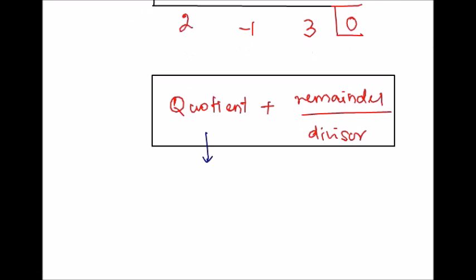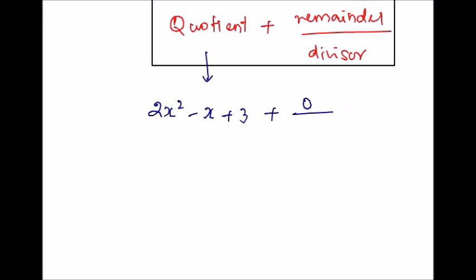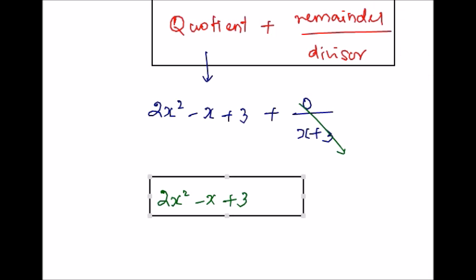This is the format. Let me write the quotient here. Our remainder here is 0, and the remainder term is 0 over x plus 3. We know that 0 over any term or number will give you 0. So the fraction will vanish. This is the final answer for this problem.